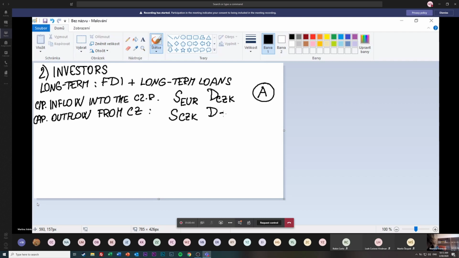The same with the long-term loans. Imagine I am the Czech company and I need money, so I will take abroad a loan. So I have the loan in euros, but I need Czech crowns because I will buy here something. So it's again the capital inflow. I have euros, right? Capital inflow, I have euros, but I need Czech crowns, so the Czech crown will appreciate.